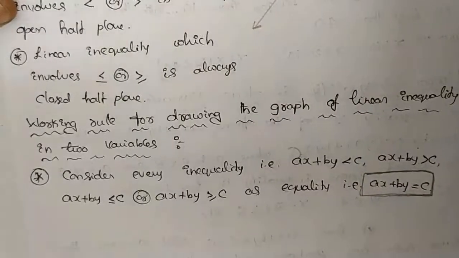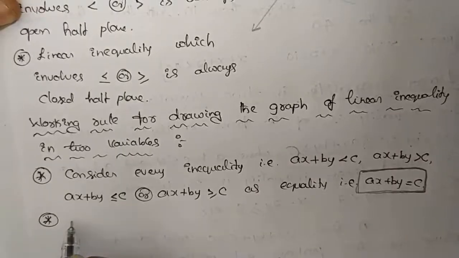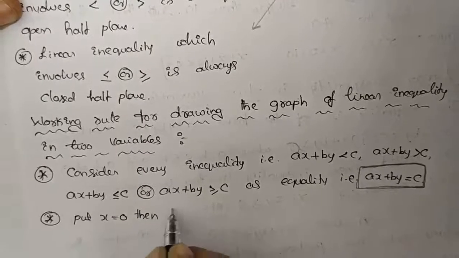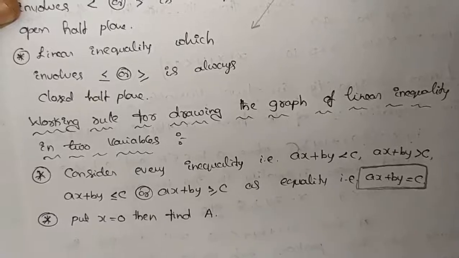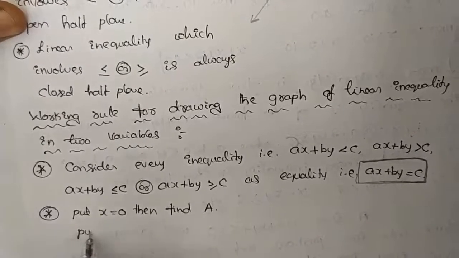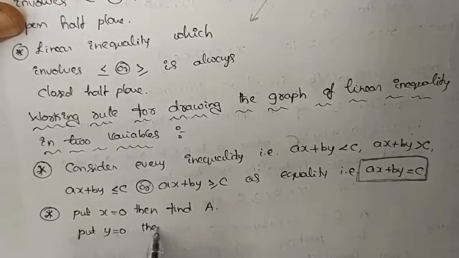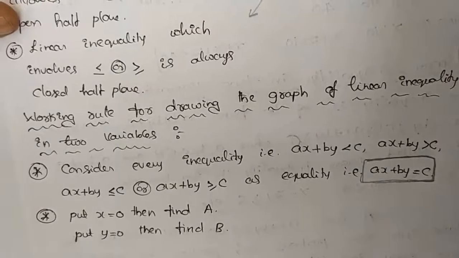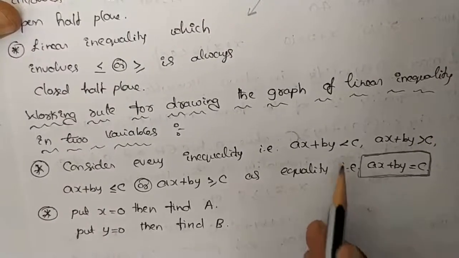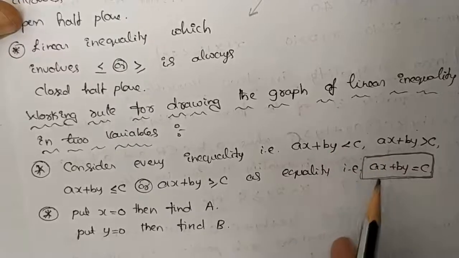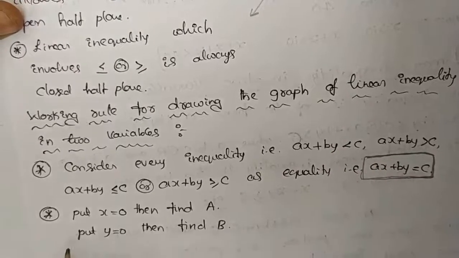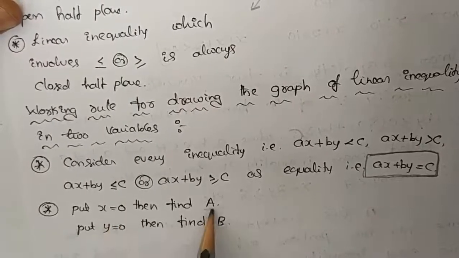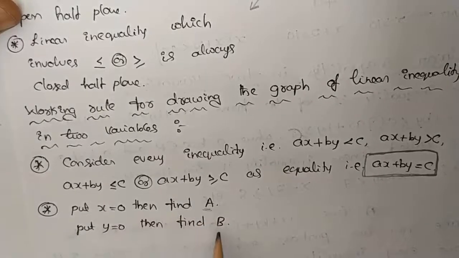Next, second step, we have to put x equals 0, then find a. Similarly, put y equals 0, then find b. It is the second step. First step is what? Whatever the inequality is given, we consider that as equal, ax plus by equals c. Second step is what? We put x equals 0, then we will get a. If we put y equals 0, then we will get b.